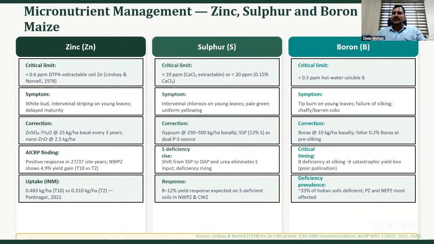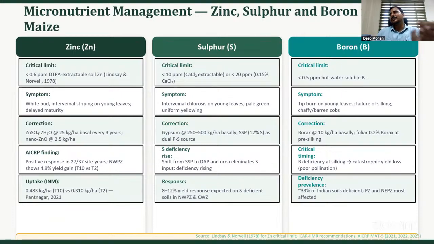If you look at boron, it is a very dangerous limiting nutrient, because there is no early warning or deficiency symptom that appears before. If deficiency symptoms are present in the plant, the yield loss has already happened, because at that time nothing can be done. 33% of Indian soils are deficient in boron. The peninsular zone and the northeast hilly zones are the most affected.